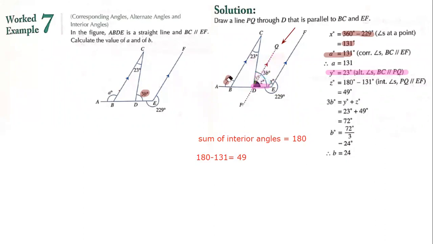Now we have the value of y and we have the value of z, so we can calculate the value of 3B, which is 23 plus 49, and that is 72. But we are asked to find the value of A and the value of B, not 3B. So we will divide this 72 by 3, and there we will have the answer, which is 24 degrees.